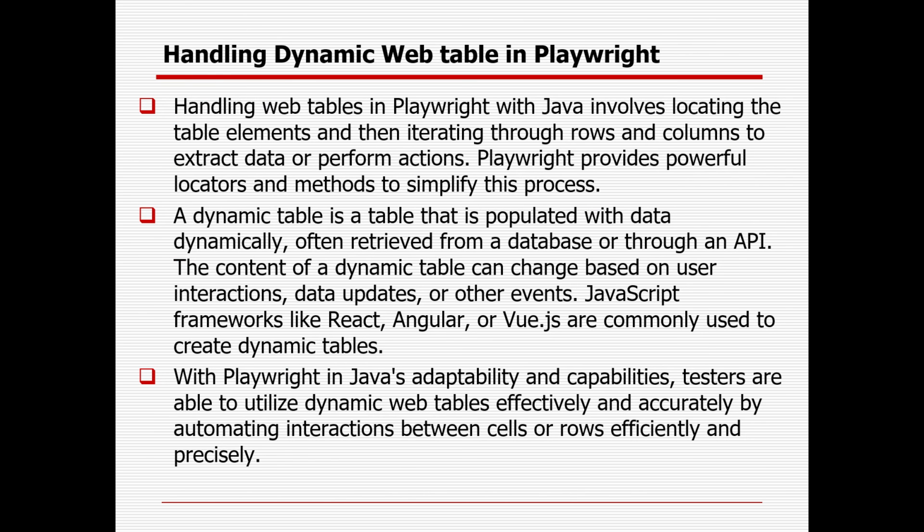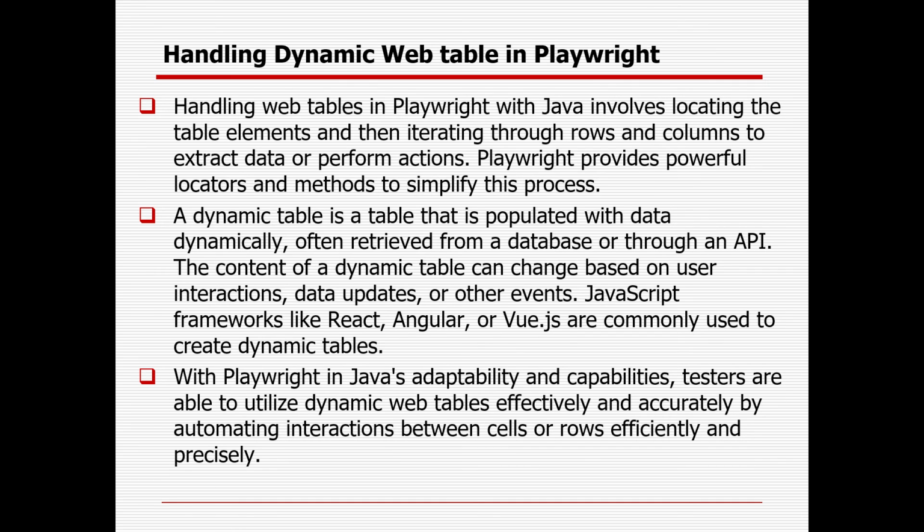So in the previous session, you already learned how to handle the web table which is static in nature with Playwright with Java. But here we'll be learning how to handle dynamic web table. Dynamic web table means the table will be there, but every time the rows data will vary. Definitely the row header will not vary, but the data inside might vary. Sometimes the sequence might change. Sometimes there might be fewer records or more records.